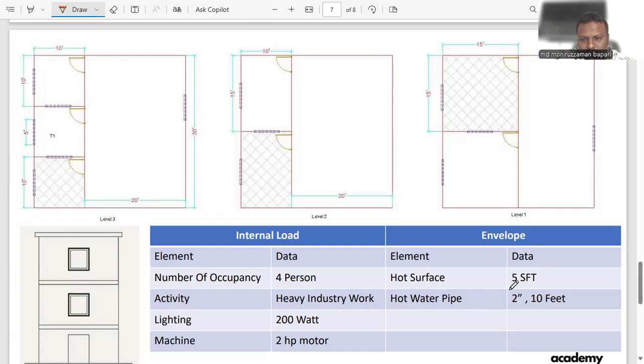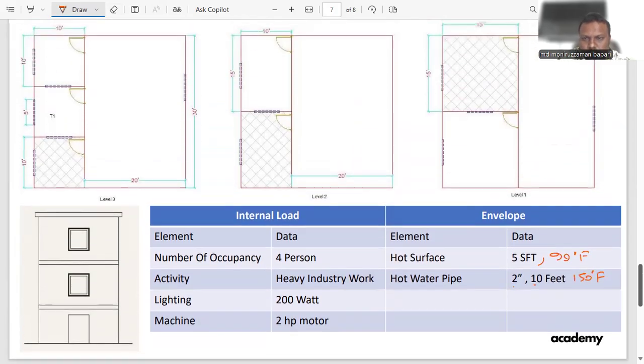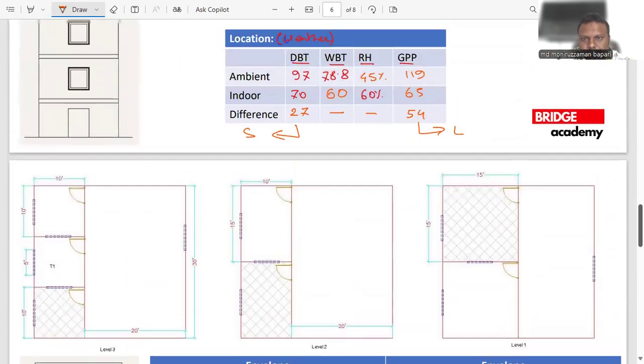If a hot water pipeline is going through your project, you need to find out the size, the length, as well as the temperature. So let's say it is 150 degree Fahrenheit. For the hot surface, you also need to know the temperature. Let's say it's 90 degree Fahrenheit, the hot surface. Okay, that's all. Now we have all the data to move forward to do a load calculation.